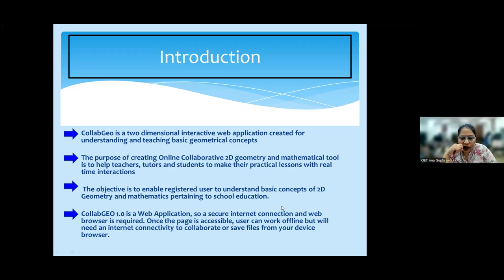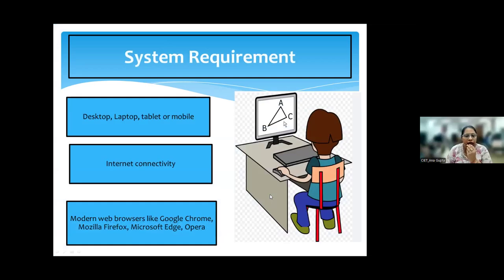As it is a web application, a secure internet connection is required. Once you access CollabGEO, you can also work offline. Next, what system is required to access CollabGEO? First we require a desktop, laptop, tablet or mobile phone. Internet connectivity is required, and a modern web browser like Google Chrome, Mozilla Firefox or Microsoft Edge. All these things are required to access CollabGEO.